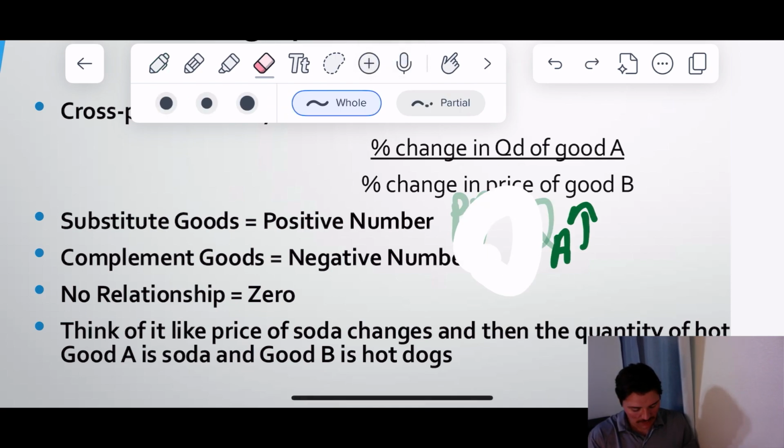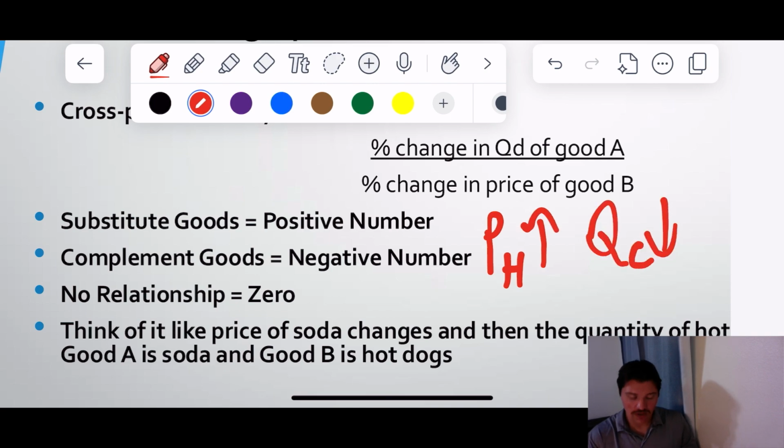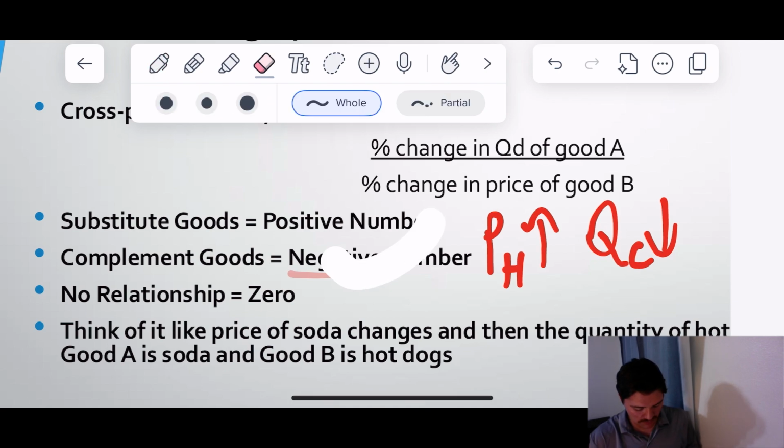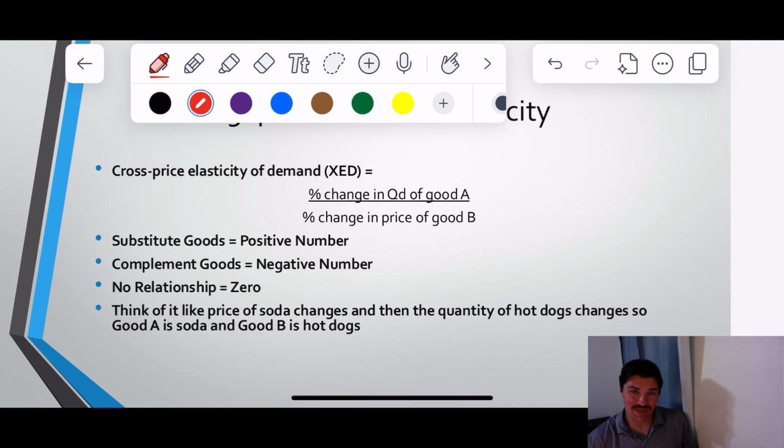Now, complements, remember, like ham and cheese. If the price of ham were to go up, you would buy less cheese. See how these are opposites? One goes up, one goes down. That's a negative relationship. So a negative number is going to show us complementary goods, all right? Now, if you did get a number of 0, this does mean there is no relationship. Okay, it's like shark bites and lottery tickets, right? There's just no relationship there.